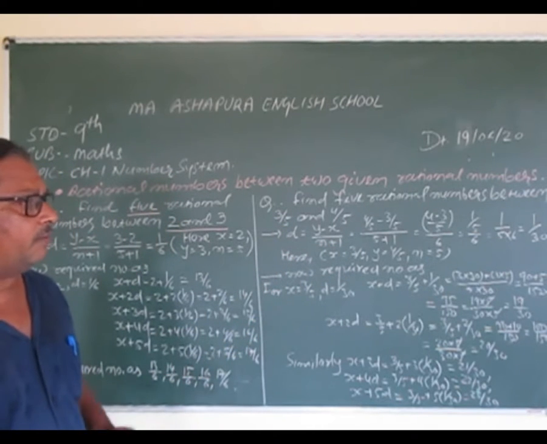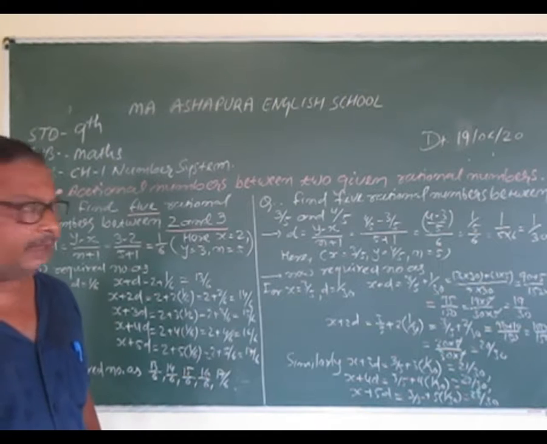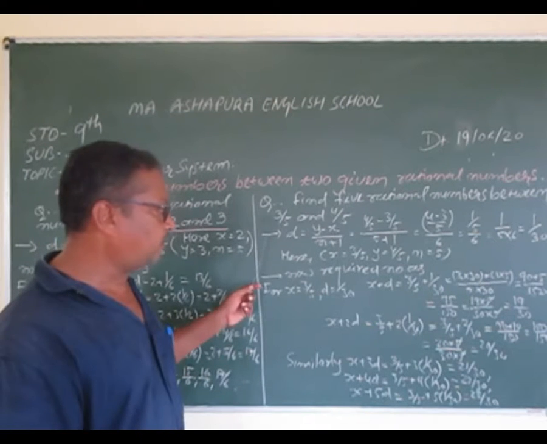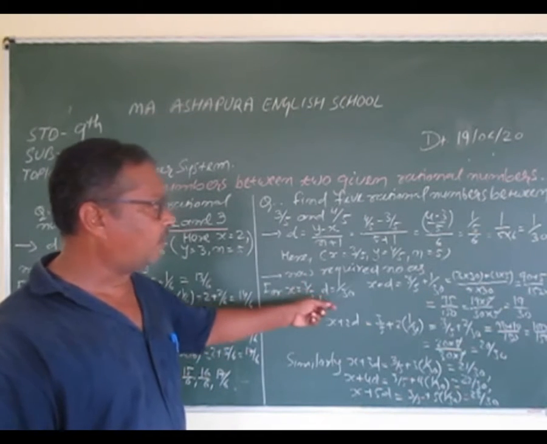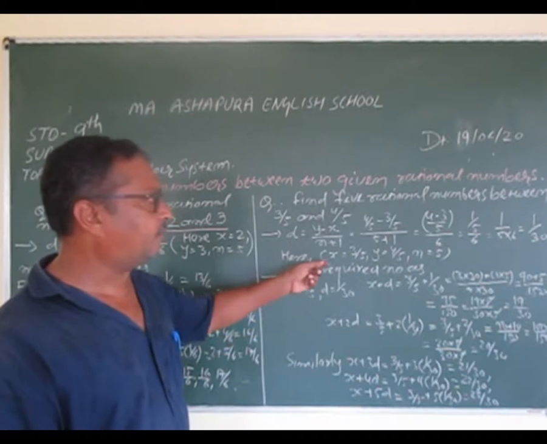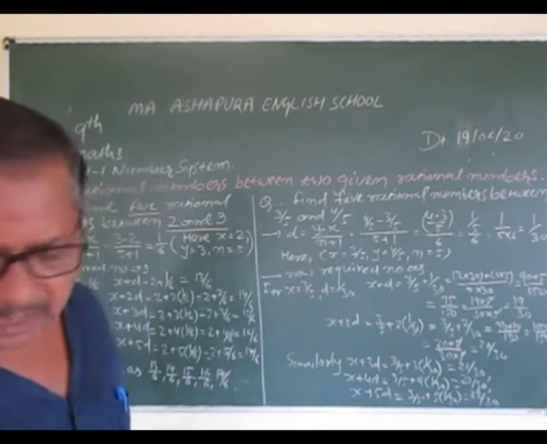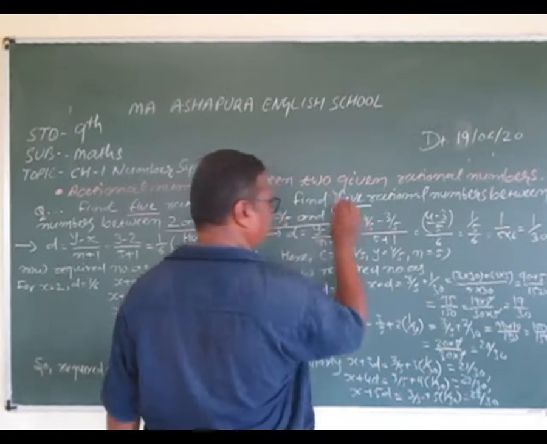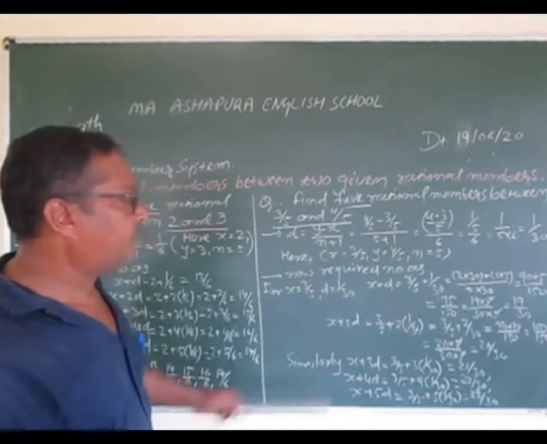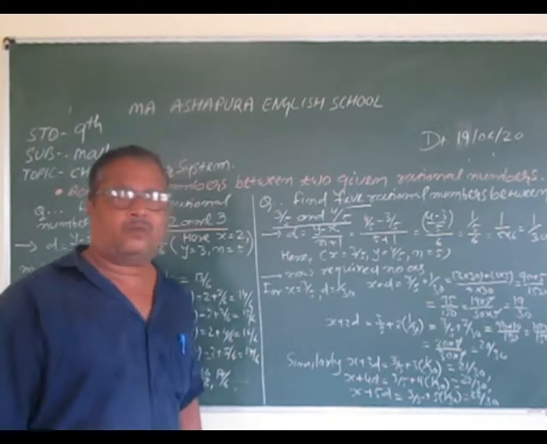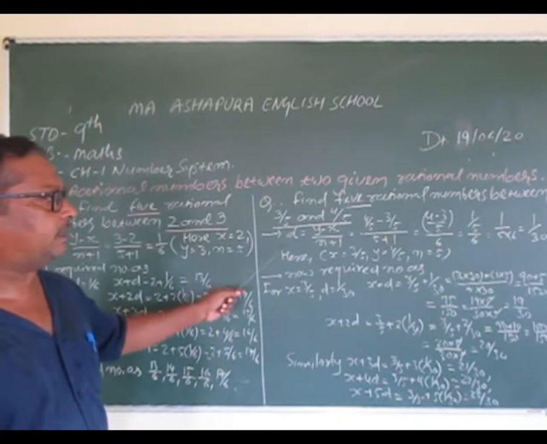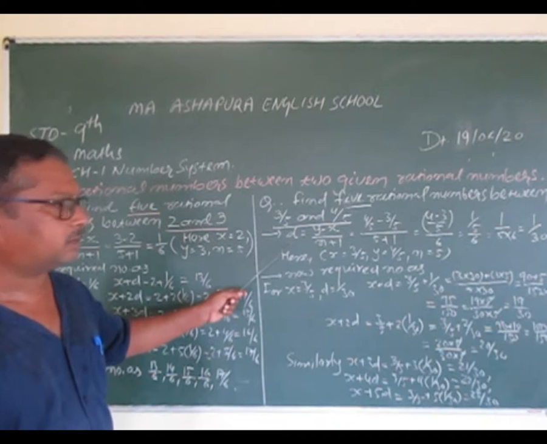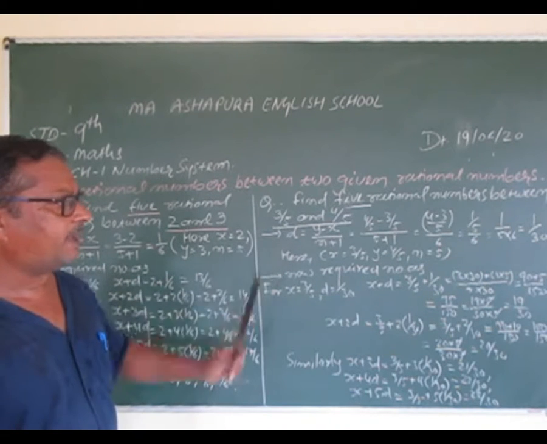First of all, we consider the values of x, y and n. Here x is equal to 3 by 5, y is equal to 4 by 5, and the required number of rational numbers is 5. So n is equal to 5. Now first of all we find d. D means the difference between the terms. D is equal to (y minus x) by (n plus 1).